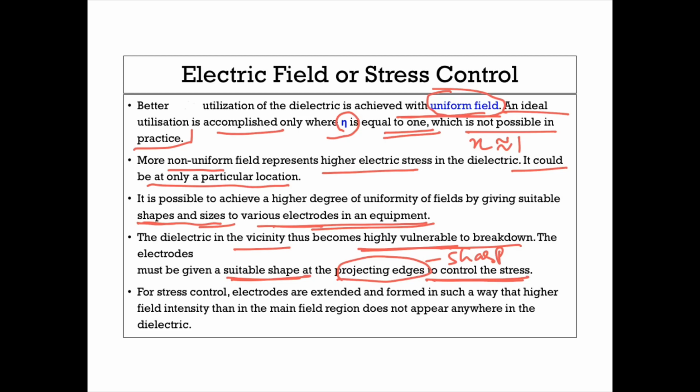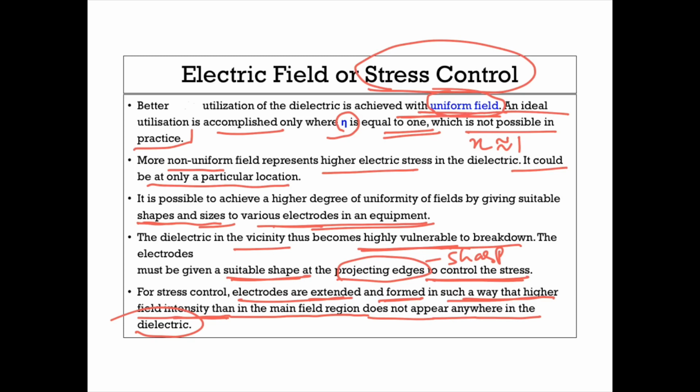So for stress control, electrodes are extended and formed in such a way that higher field intensity than the main field will not appear anywhere in the dielectric. So the whole idea of stress control is to avoid the sharp points, sharp edges in the equipment, and to make the electric field as uniform as possible so that the possible breakdown can be avoided.